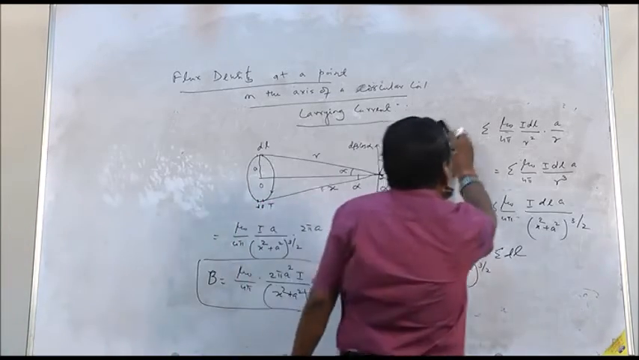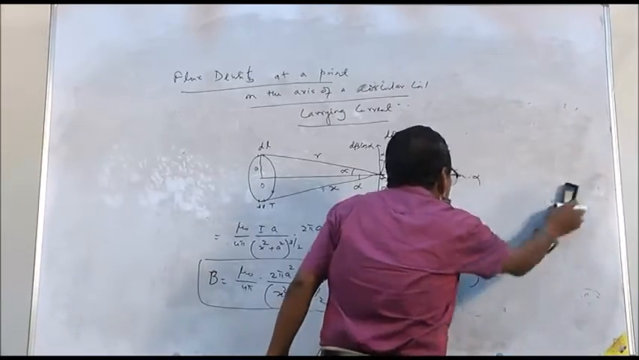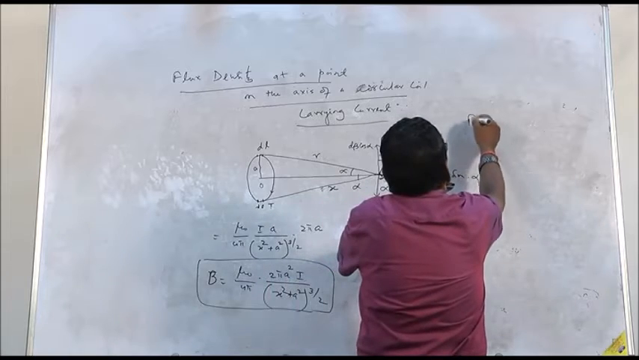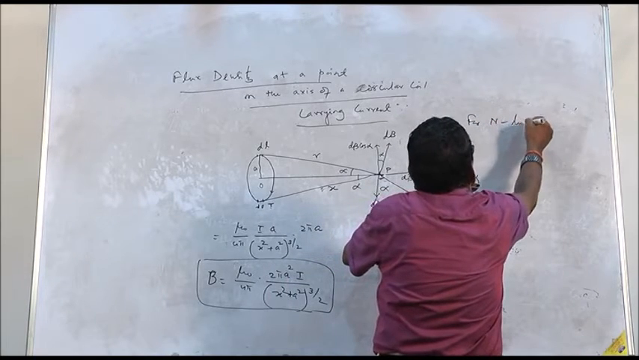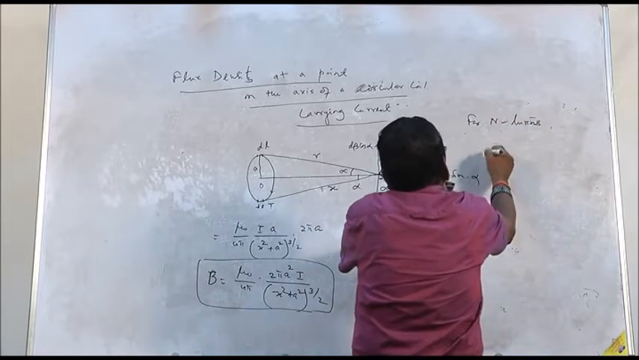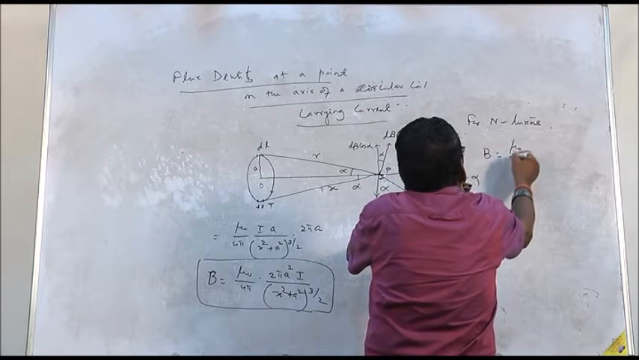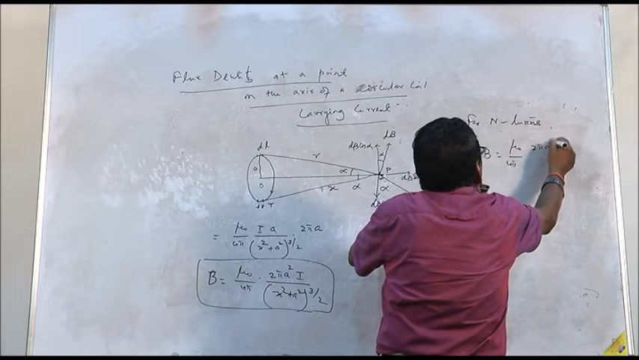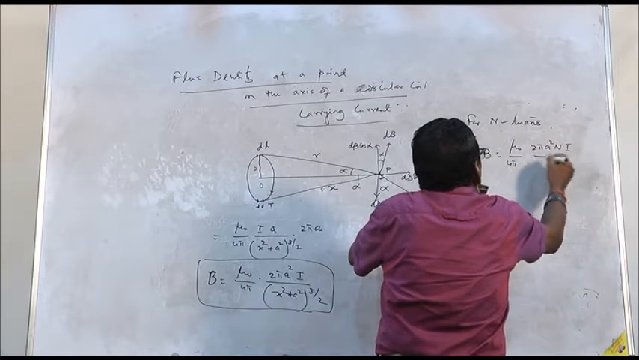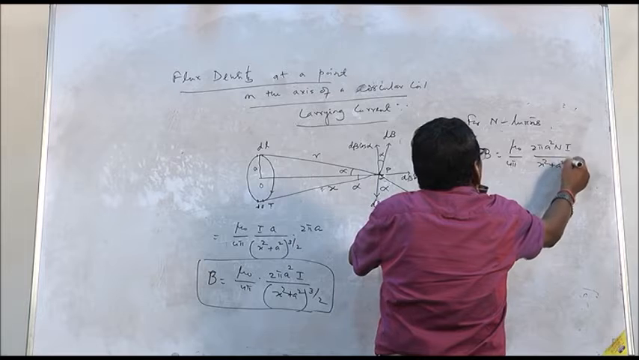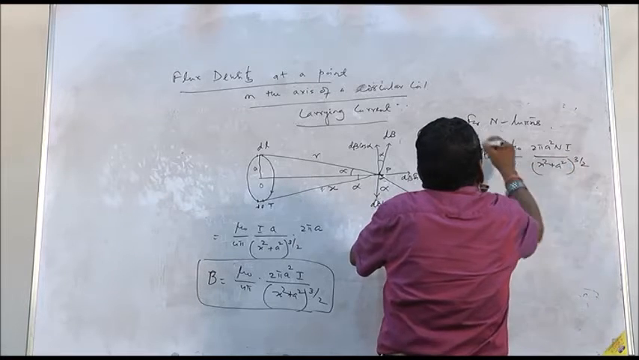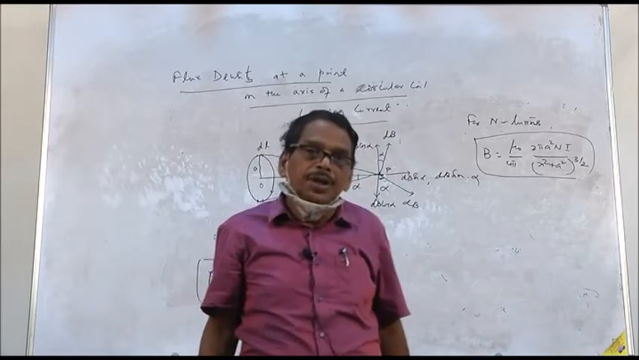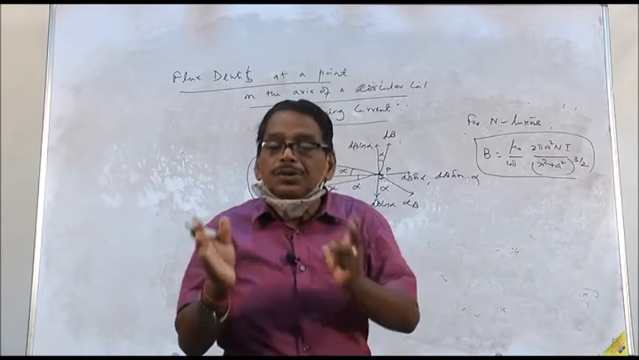For n turns, suppose the coil carries n turns, B is equal to what? Mu 0 by 4 pi 2 pi a square n I by x square plus a square to the power 3 by 2 for n turns. From this also you can find out the flux density at the center of a circular coil, because the center is also a point on the axis.